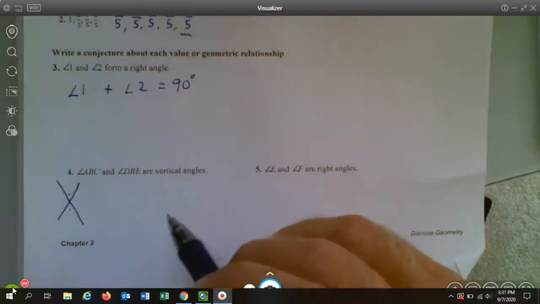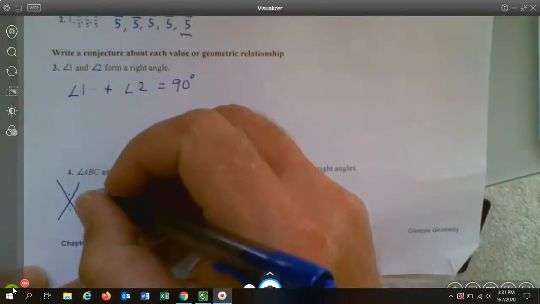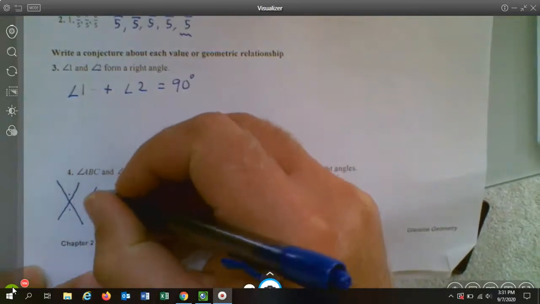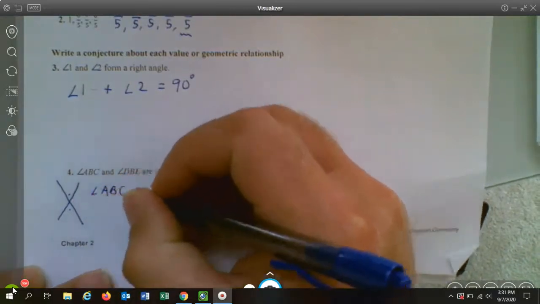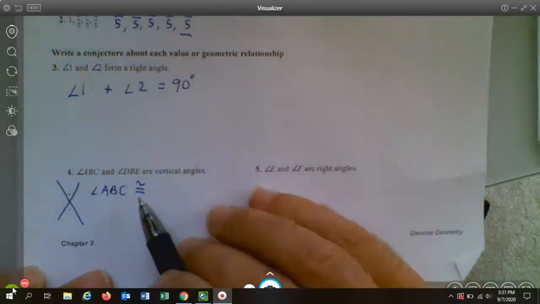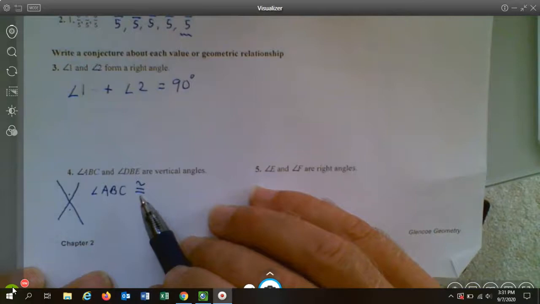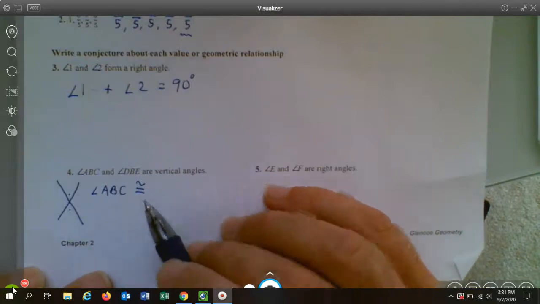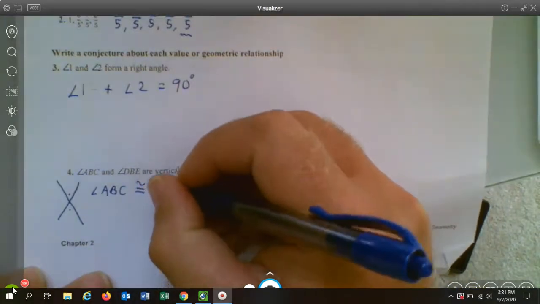So my conjecture would be something like that angle ABC is congruent. Remember, that just means they have the same measure, they're the same size. So angle ABC is congruent to angle DBE.